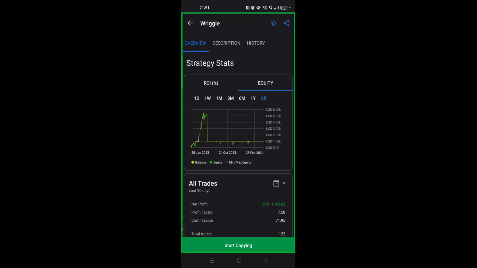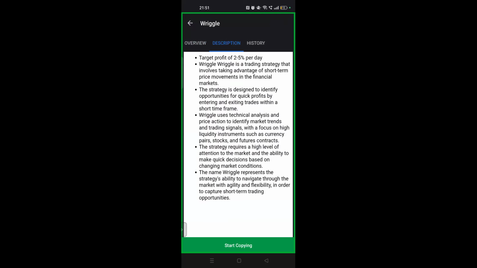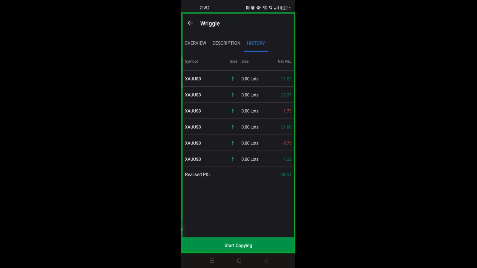On the top, go to description. So you see what strategy the trader is using. For instance, this person says he tries to make profit of 2 to 5% a day, and so on. You read through, and if you're okay, go to history. At history, you'll be able to see his trading results.